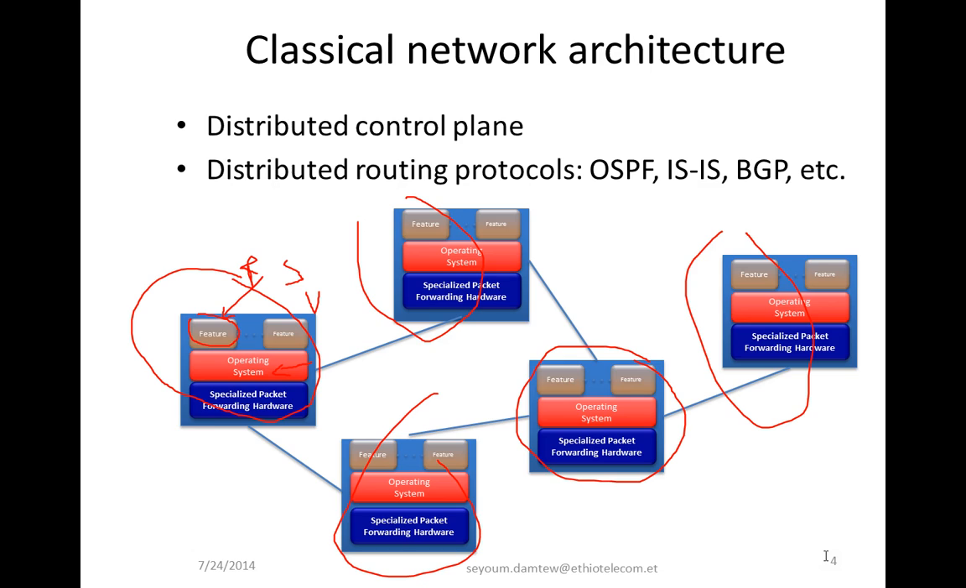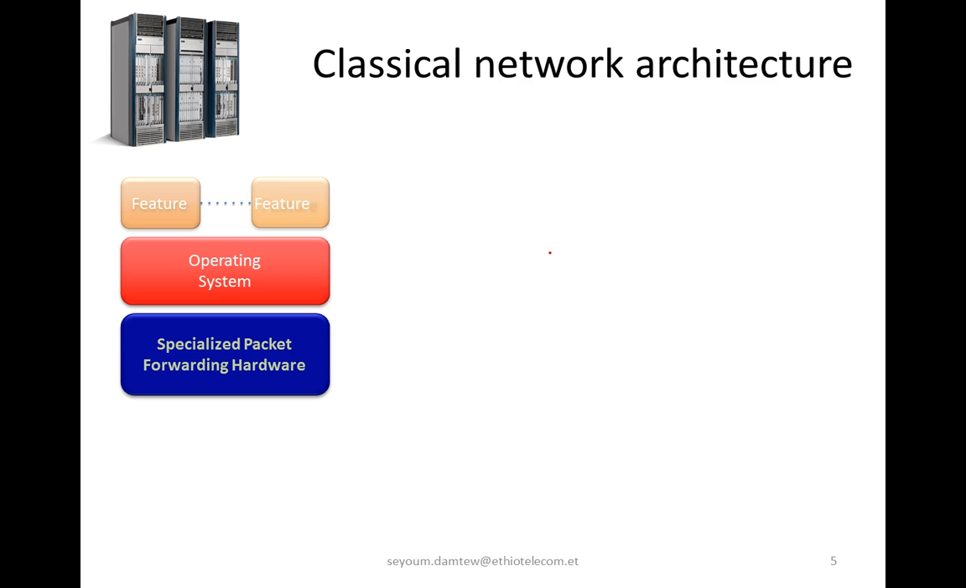So in classical network architecture, if you consider these devices as one router or a switch, each device may need its own specialized packet forwarding hardware, which is for example a GE port or FE port or serial port. As the operating system, for example in the Cisco case, it has its own IOS or Internetwork Operating System, and it may support different features like routing, switching, and other features which will be installed on top of the operating system. So with classical network architecture, what is the problem?